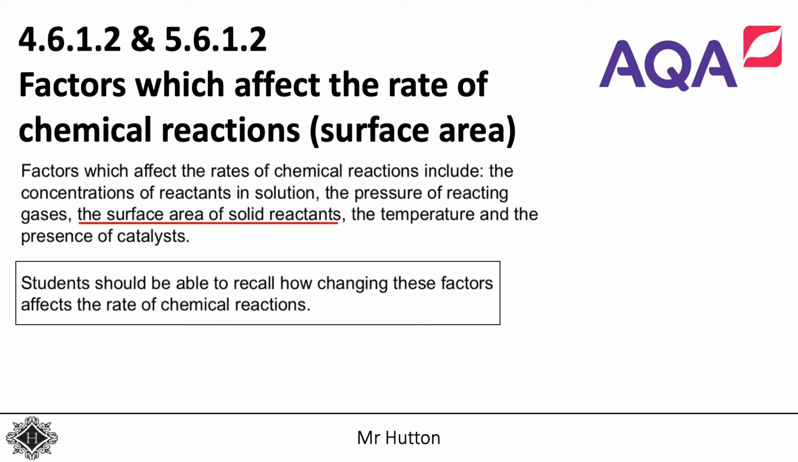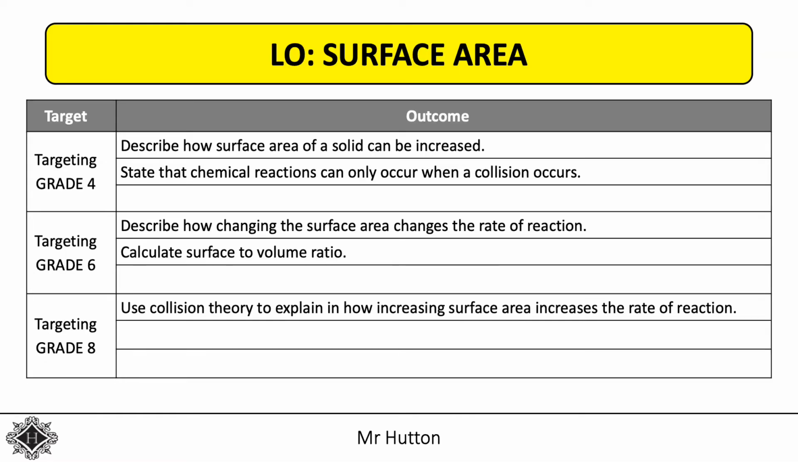Again, this is from the AQA specification. I won't dwell on it too much, but the key points there at the bottom, students should be able to recall how changing these factors affects the rate of chemical reactions. And the factor we're looking at today is the surface area of solid reactants. Lesson objectives and outcomes. If you want to pause the video just to look what things you need to know for different grades, then do that now.